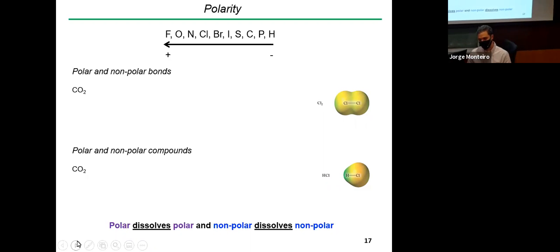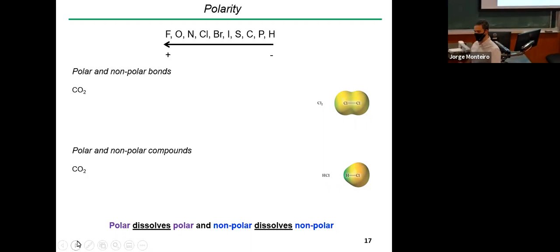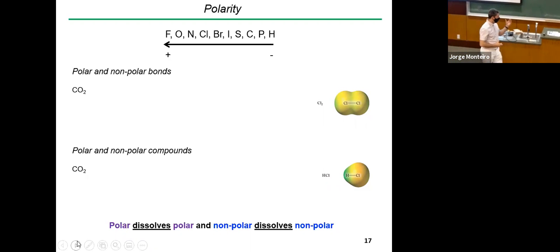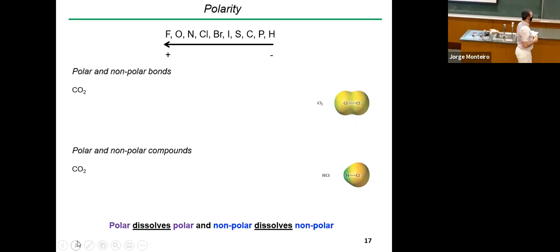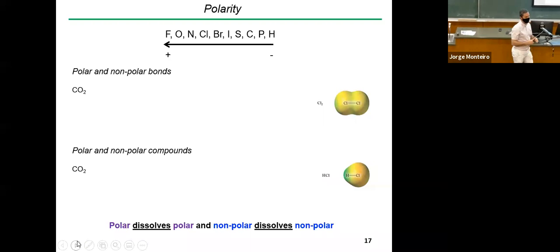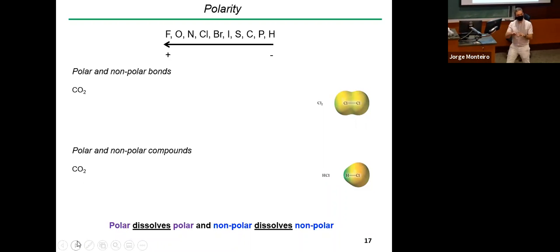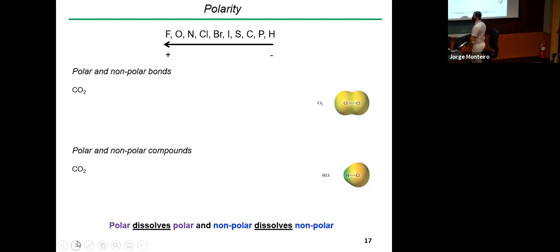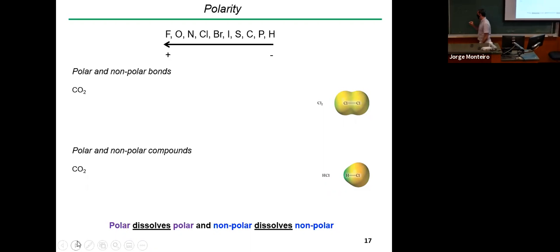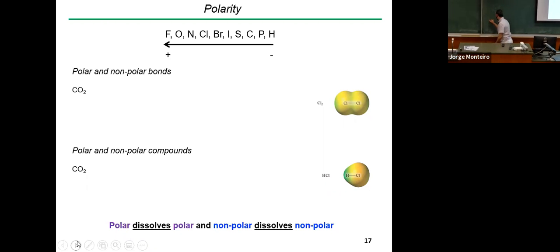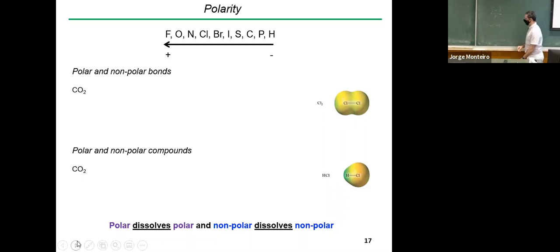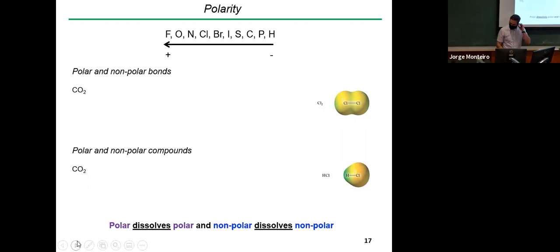Okay, so that's how you look at the bonds. Just look at the atoms involved in the bond. However, when we talk about the polarity of the compound, we're going to look at the compound as a whole. And the molecular geometry will have a very high influence. For example, CO2. We're going to look at it on Wednesday.